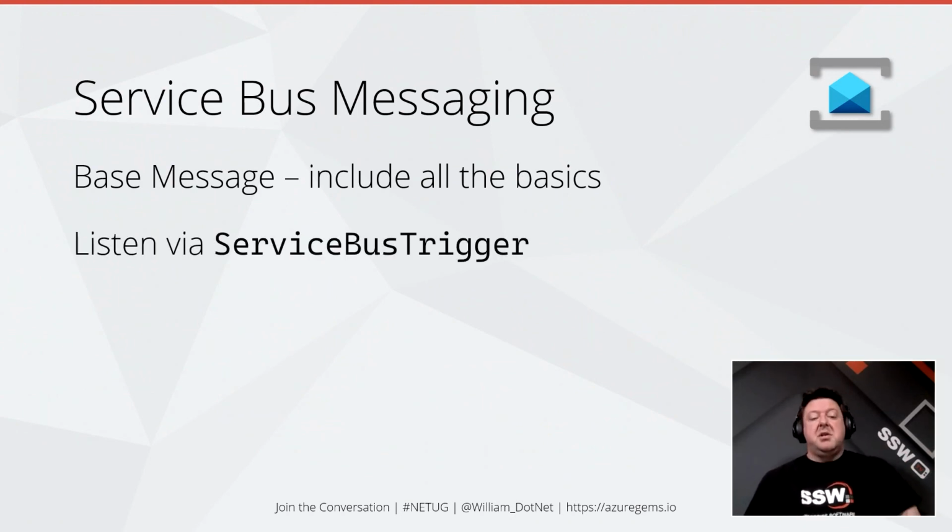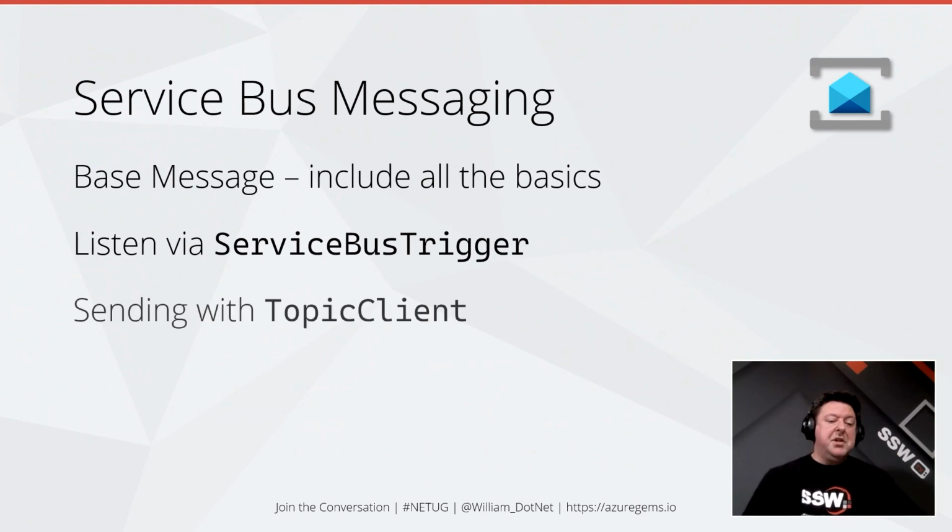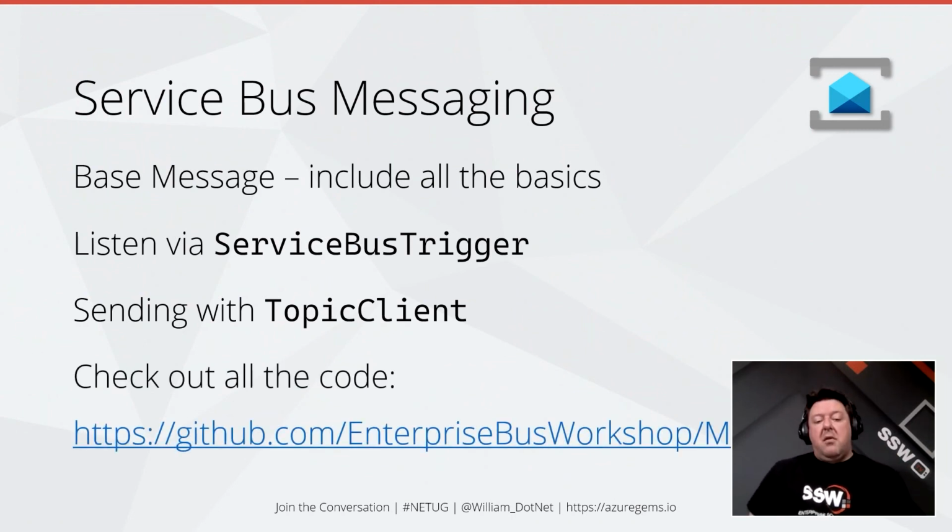And with Azure Functions, we use the Service Bus trigger to listen to a service bus for any incoming messages. And if we need to send anything, we use the topic client. Now, I have an example of how to do all of this on GitHub. It's a workshop called the Magic Bus, Enterprise Bus Workshop, that Brendan Richards and I did for NDC Melbourne last year. So if you go there, you can check it out.